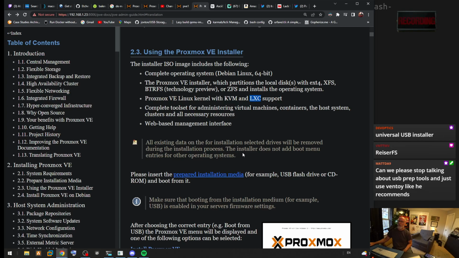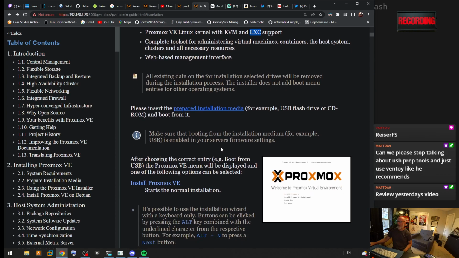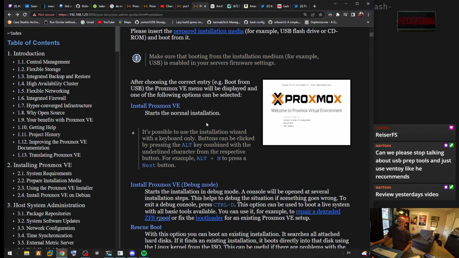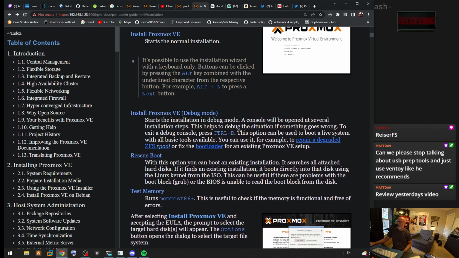The installation does not add boot menu entries for other operating systems. You cannot boot. This is why people have been telling me to run Debian and then install Proxmox on there, and I'm like, not a fan of that. Yes, I'm going to move on now. Please insert the installation media, install Proxmox VE. Proxmox VE, rescue boot, test memory. Ooh, that's interesting. All right.